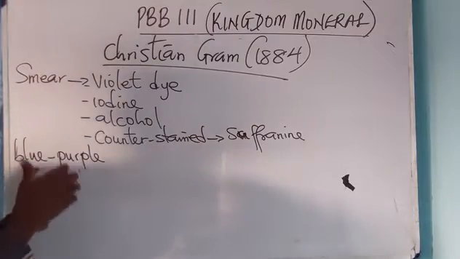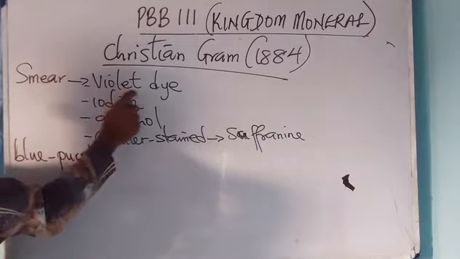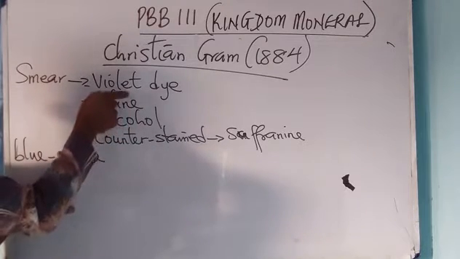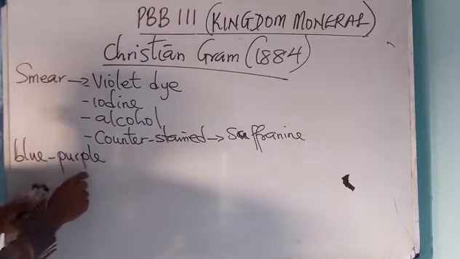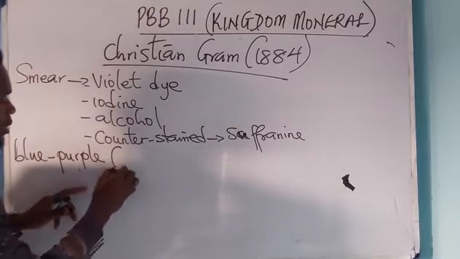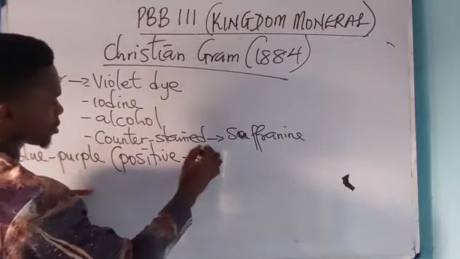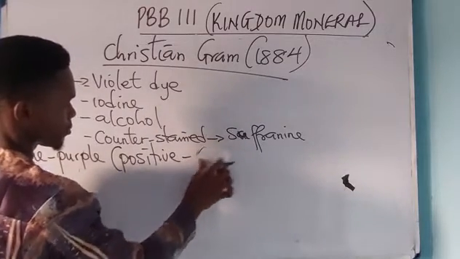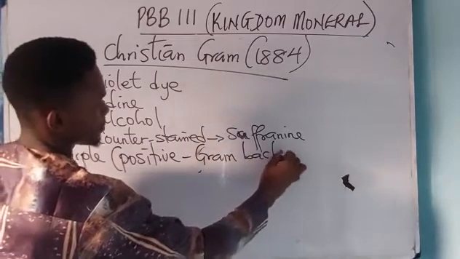Some of the bacteria appeared blue to purple upon taking up this what? The violet dye. Some of the bacteria took up this violet dye and appeared blue to purple, and he called these bacteria the positive gram bacteria.